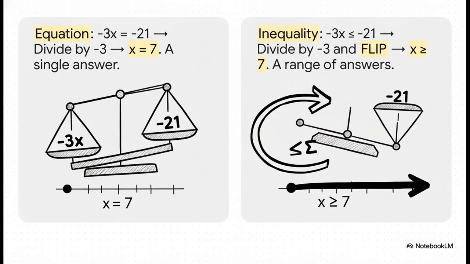The side-by-side comparison makes it crystal clear. Over on the left, with the equation, we divide by -3 and we get our single answer, x is 7, period. On the right, we do the exact same math, but, and here's the key, because we divided by a negative number, we have to flip that sign. And all of a sudden, the answer isn't just 7, it's that x can be 7 or 8 or 100 or any number that's bigger than or equal to 7. That one little flip changes the entire meaning of the answer.